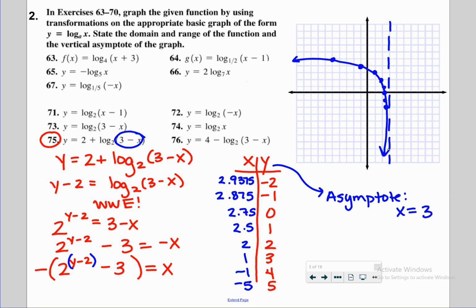And then from the picture, if you didn't know it already, you can get the domain and range. The range for these graphs is always all real numbers. That is easy points on this test tomorrow. That answer will never change. The range is always all real numbers.